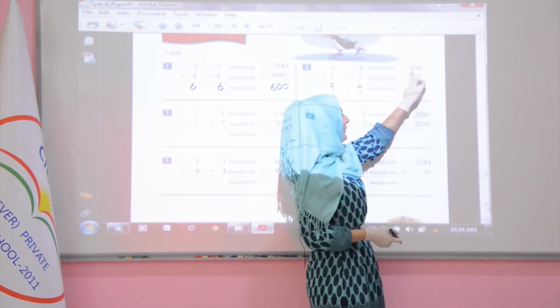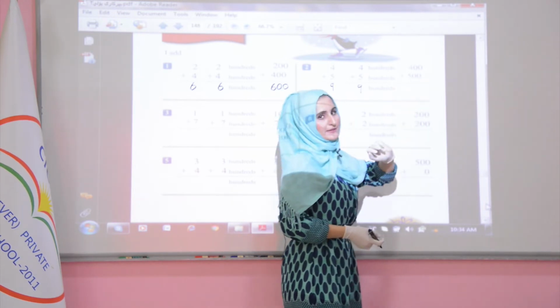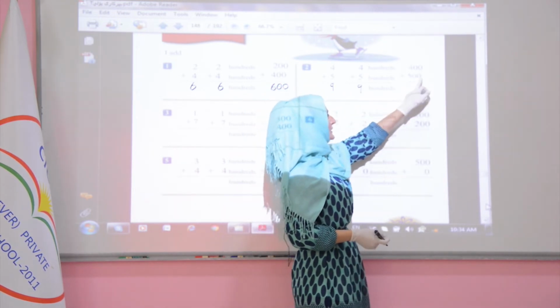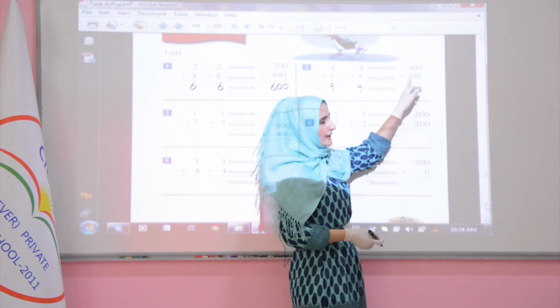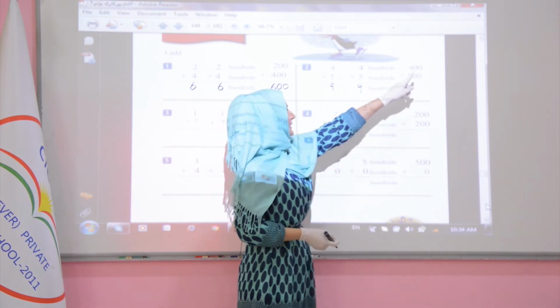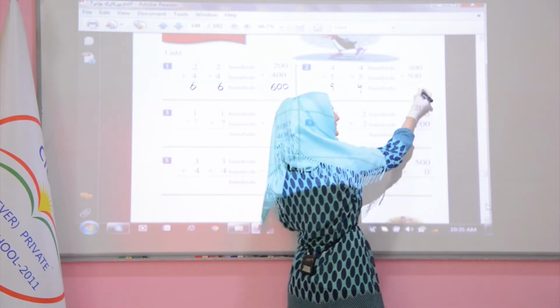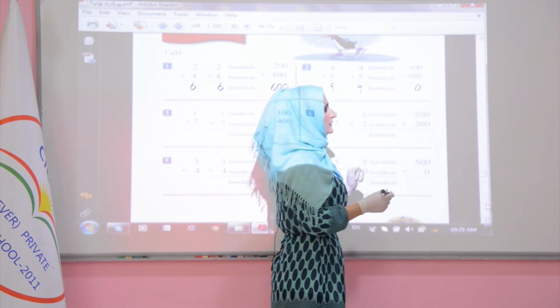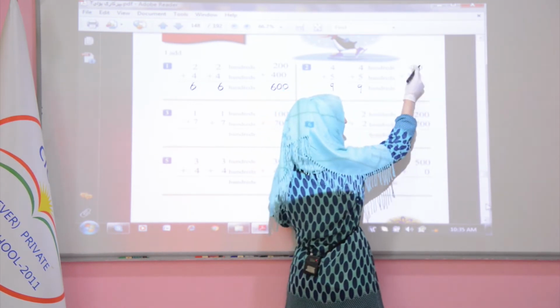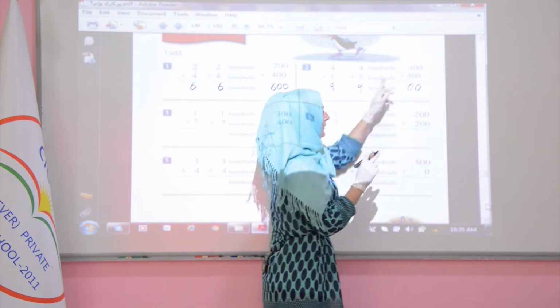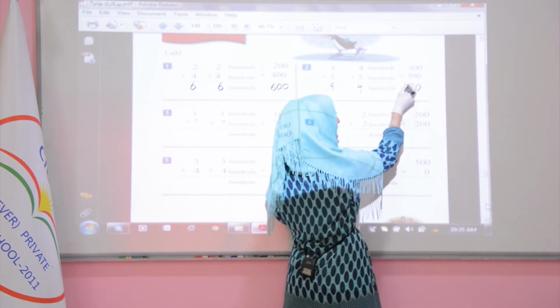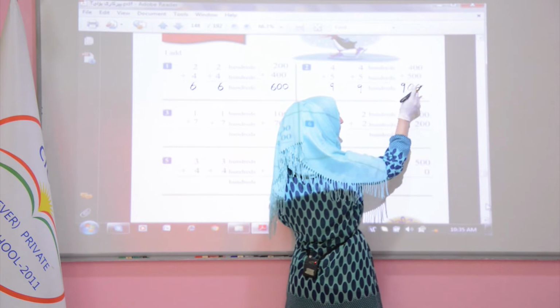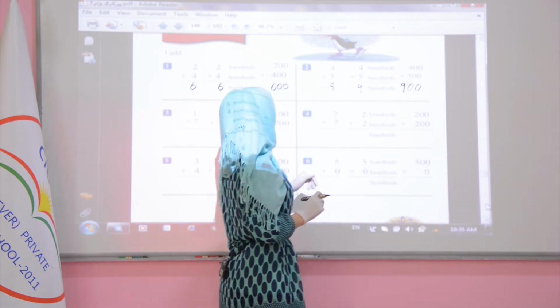There's also 400 plus 500. We have ones, first time add ones and tens, after that 100. 0 plus 0 equal to 0. 0 plus 0 in tens equal to 0 also. 4 plus 5 equal to 9. So 400 plus 500 equal to 900.